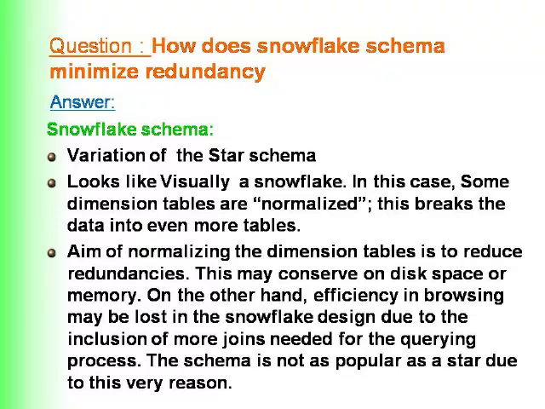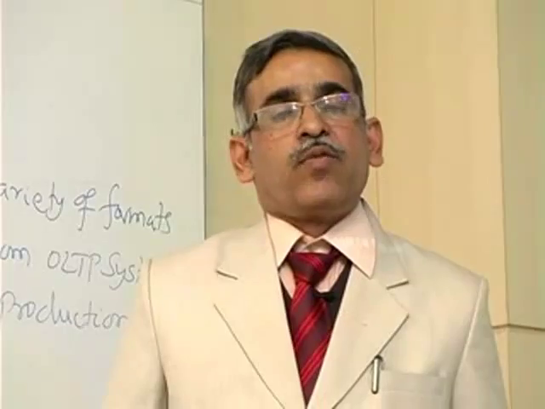On the other hand, efficiency in browsing may be lost in the snowflake design due to the inclusion of more joins needed for the querying process. Therefore, this schema is not so popular as the star schema due to this reason. So performance wise, star schema is much faster than snowflake schema.